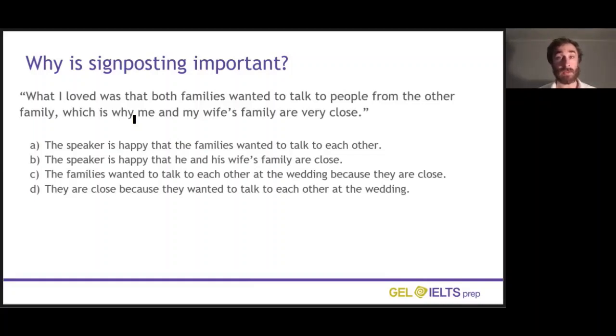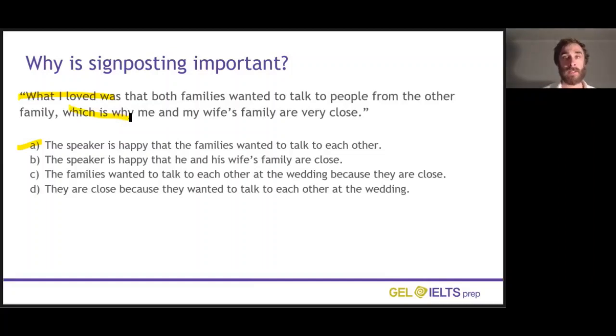With these new discourse markers, I now know a little bit more about what the speaker was trying to say. A is correct. The expression "what I loved was" tells me that the speaker is happy about this information. He was happy that both families wanted to talk to each other.